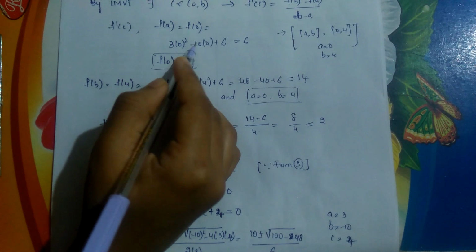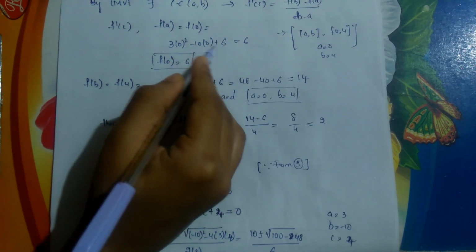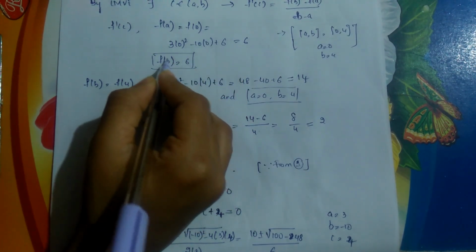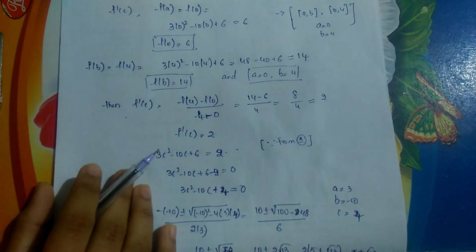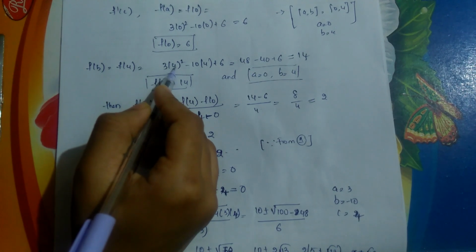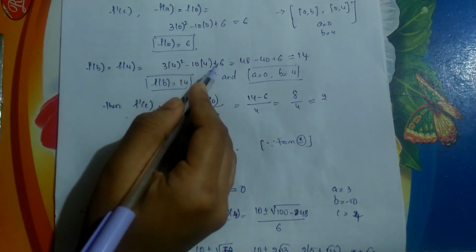3 into 0 square minus 10 into 0 plus 6, is equals to 6. Then f of 0 is 6. Then similarly you have to find out f of b, that is f of 4, and that equals to 3 into 4 square minus 10 into 4 plus 6.